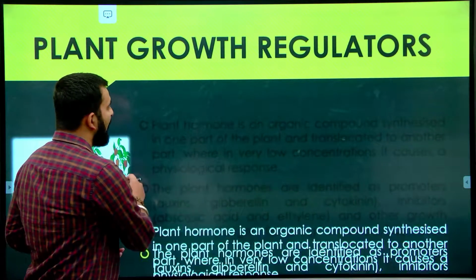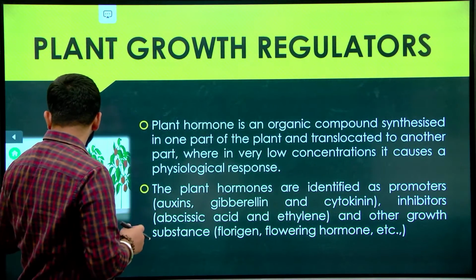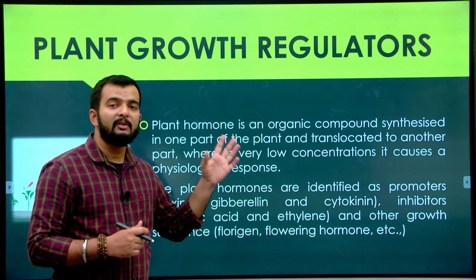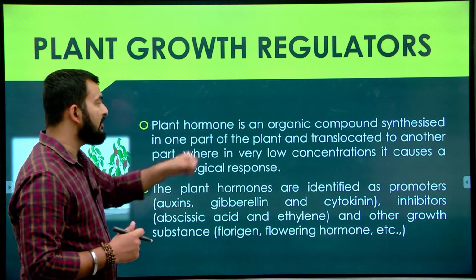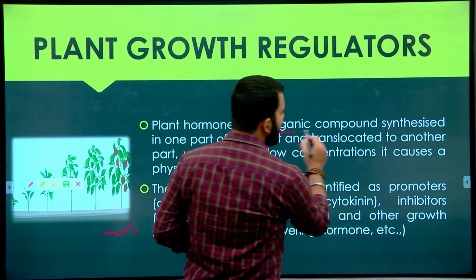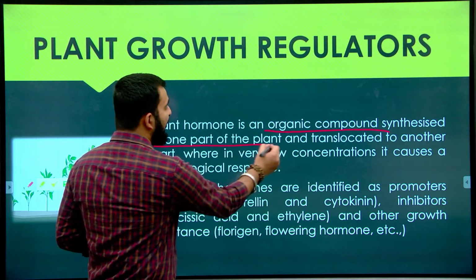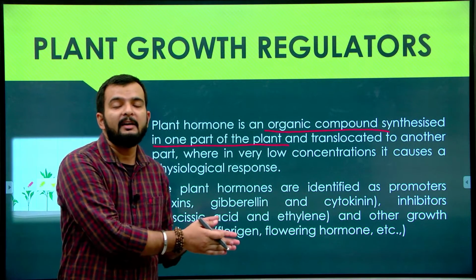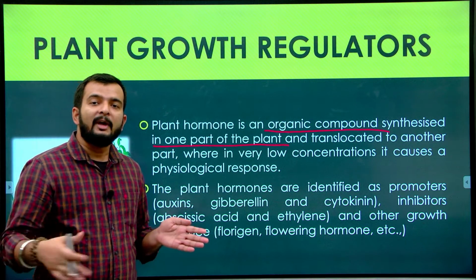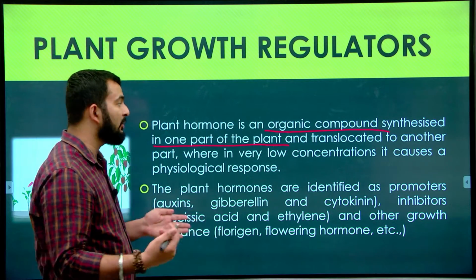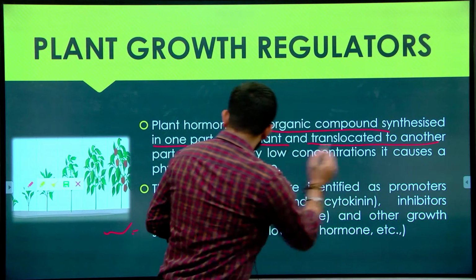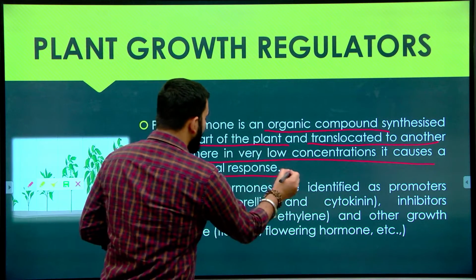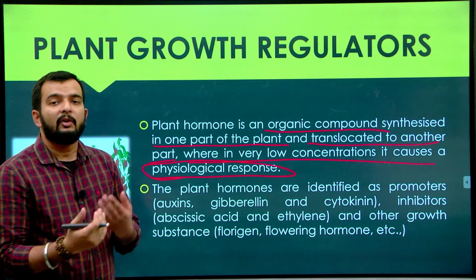So next we see the plant hormone is an organic compound. We talked about endogenous growth regulators, or endogenous modifiers, being called your plant hormones. So this plant hormone is an organic compound synthesized in one part of the plant and translocated to another, that is, it is produced by one part of the plant and then sent to the other part to exert its effect on that part. In very low concentration it causes a physiological response, so these are sort of hormones, right.